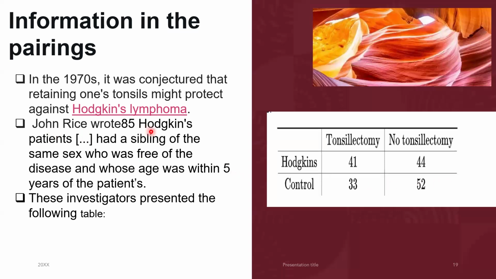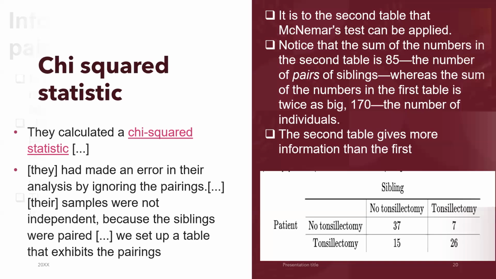John Rice wrote that 85 Hodgkin's patients had a sibling of the same sex who was free of the disease. This was the writer who wrote that 85 patients in total were there, and whose age was within 5 years of the patients. So these investigators presented the following table, as we have seen. They calculated a chi-squared statistic out of this table. They had made an error in their analysis by ignoring the pairing.